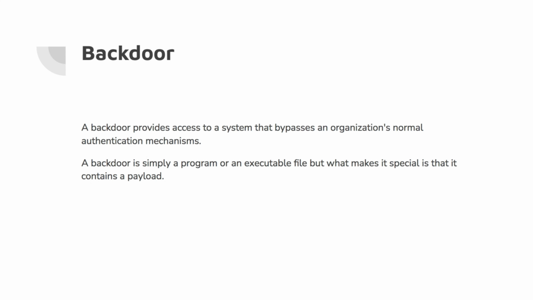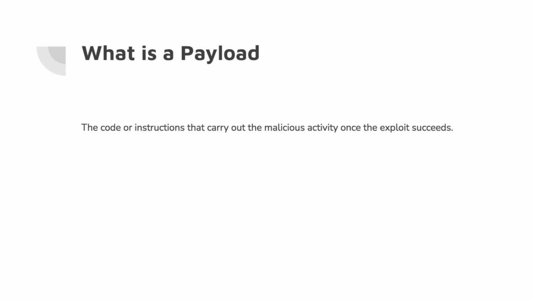What is a backdoor? A backdoor provides access to a system that bypasses an organization's normal authentication mechanisms. Cybercriminals who theoretically lack access to legitimate accounts on an organization's systems can use it to remotely access corporate systems. A backdoor is simply a program or an executable file, but what makes it special is that it contains a payload. What is a payload? Payload is specifically made to do what the hacker wants to do.